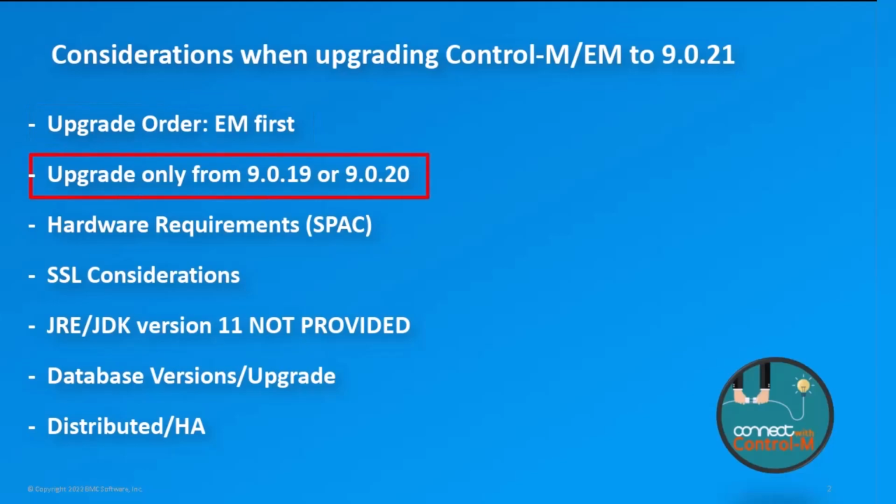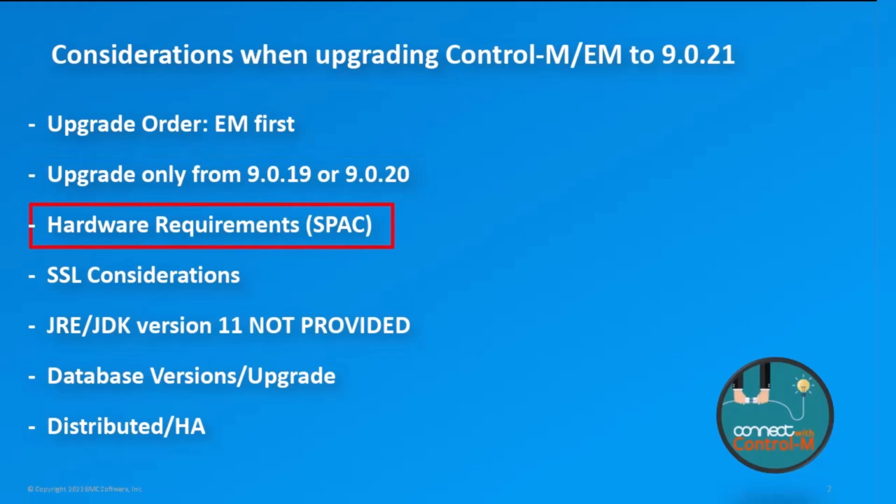Second, you can only upgrade from EM and Server versions 19 or 20. For lower versions, you must first migrate your data as described in the Control M migration documents, or perform an in-place upgrade to one of the supported versions, then upgrade it to 21.